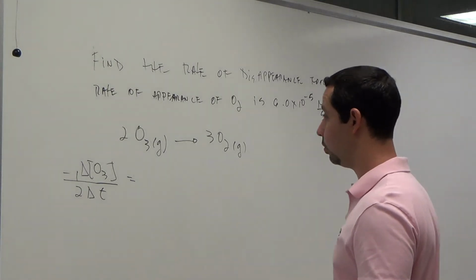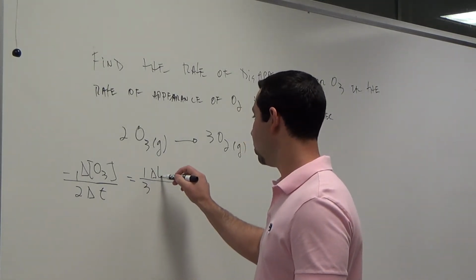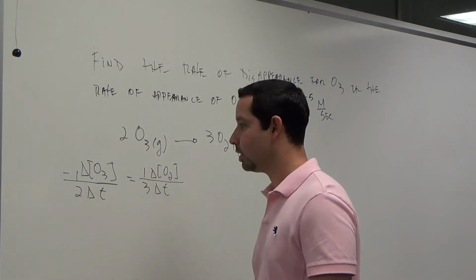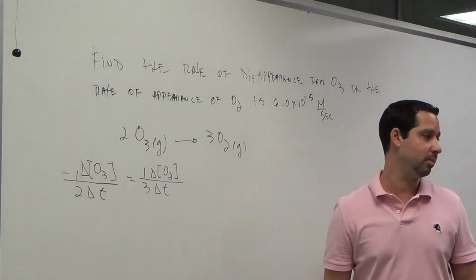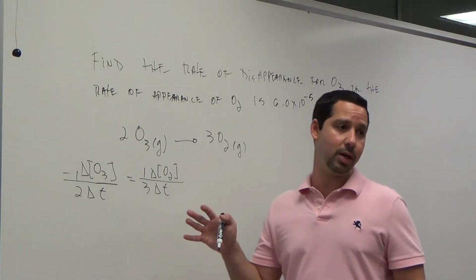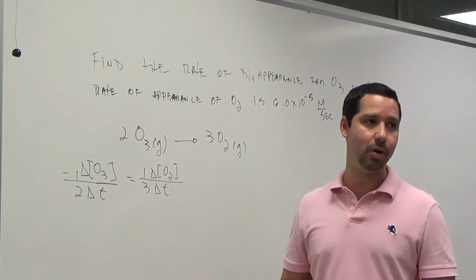Let's do it for O2. What is it? Positive 1/3 times the change in concentration of O2 divided by the change in time. What's that called? This is called the unique rate, yes? Now, what I gave you was not the unique rate.